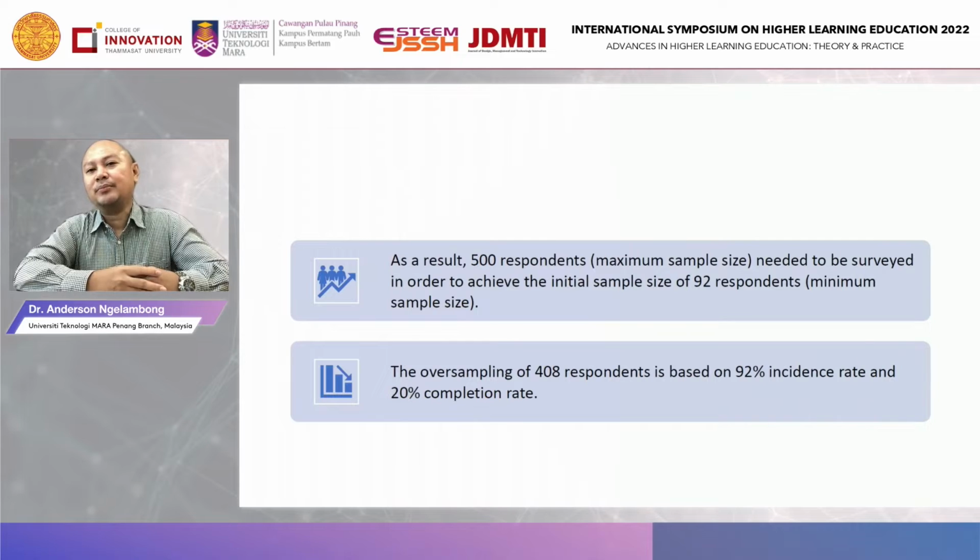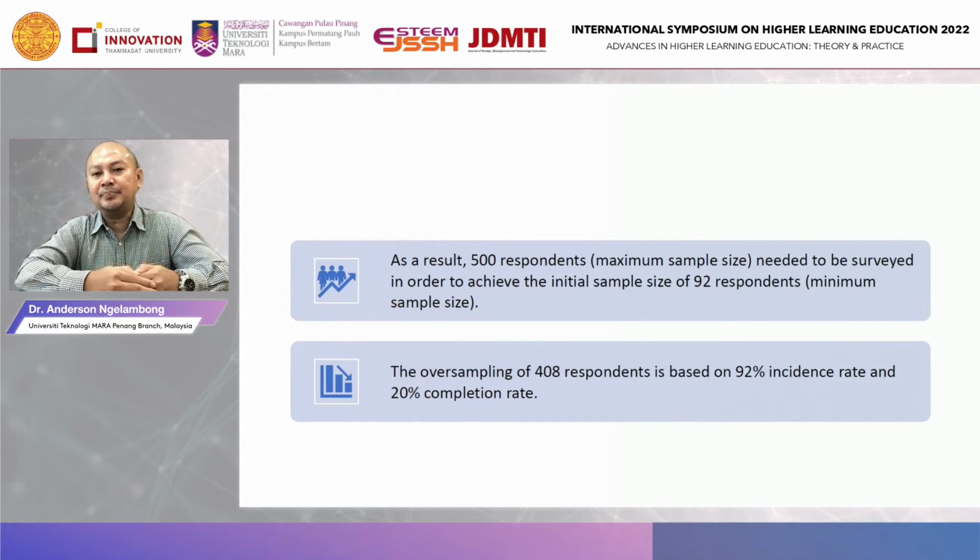As a result, 500 respondents is the maximum sample size needed to be surveyed for this study, in order to achieve the initial sample size of 92 respondents, which I refer to as the minimum sample size. Therefore, if you subtract 92 from 500, the oversampling size is 408 respondents, based on the 92% incidence rate and completion rate of 20%.